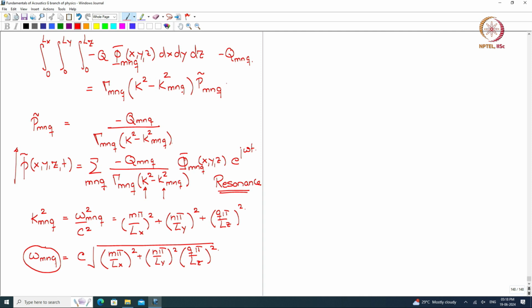Now in this it appears that pressure goes to infinity, however it does not. We are ignoring damping, so it appears like that. If damping is appropriately included in the denominator as an extra term here, then this pressure will remain finite when resonance hits. So that's one level.